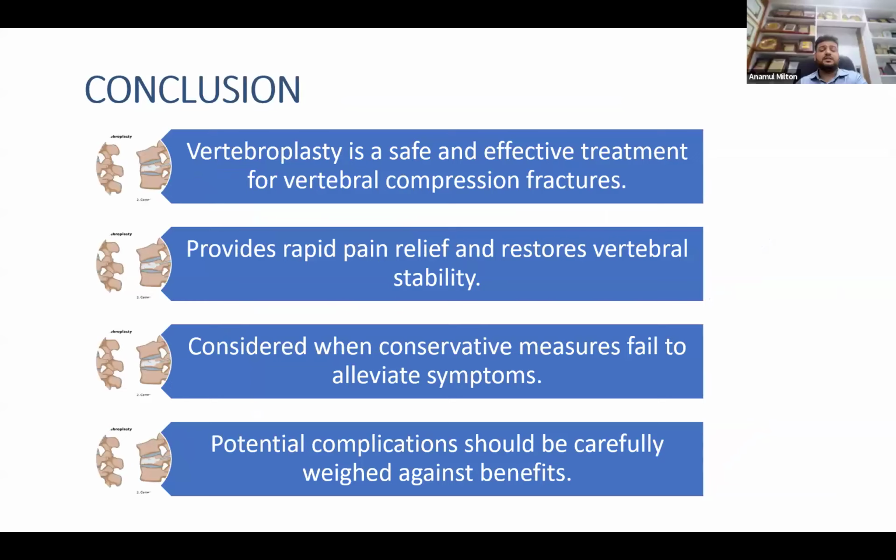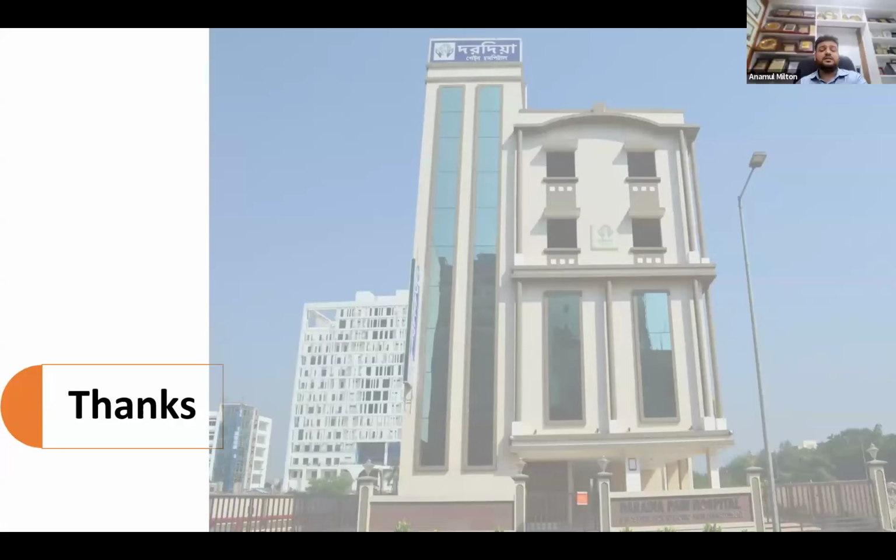So the take home message: vertebroplasty is a safe as well as effective treatment for vertebral compression fracture, and provides rapid pain relief and restores vertebral stability. It is considered when conservative treatment fails to alleviate the symptoms, and potential complications should be carefully weighed against the benefit. So it is justified by yourself as a physician. Thank you for the patient sharing.